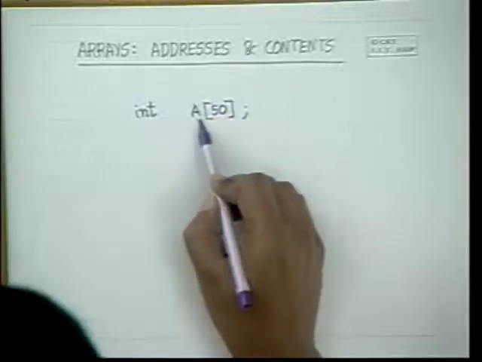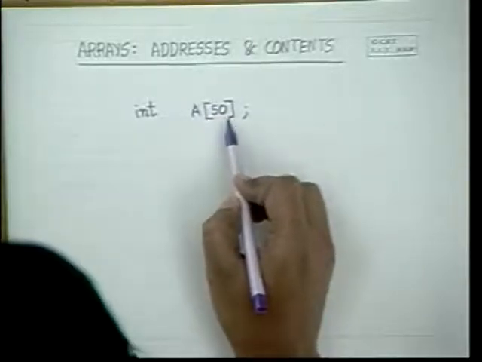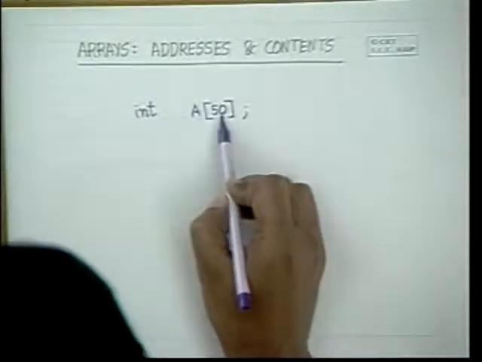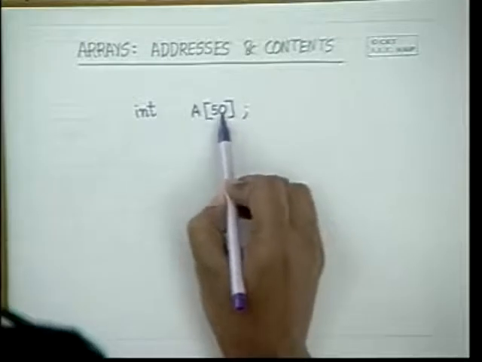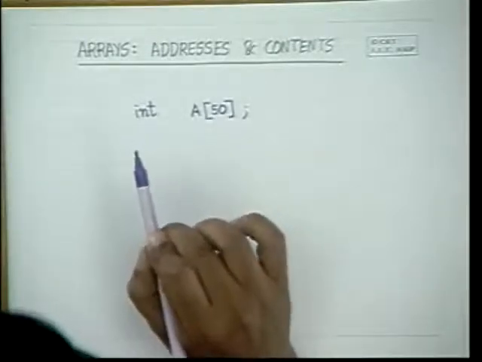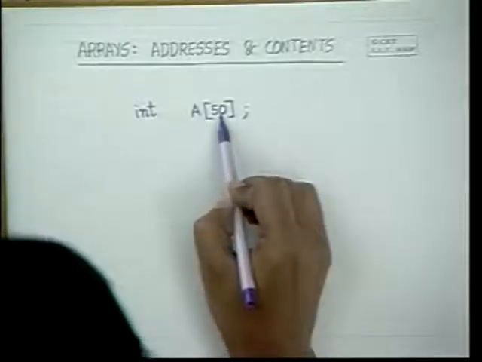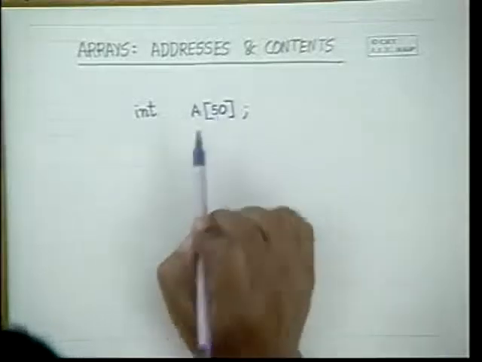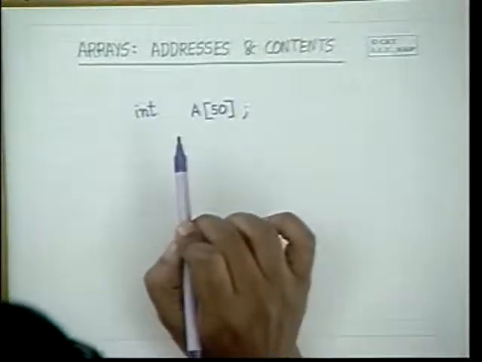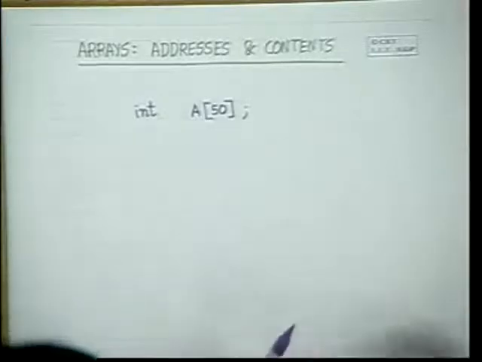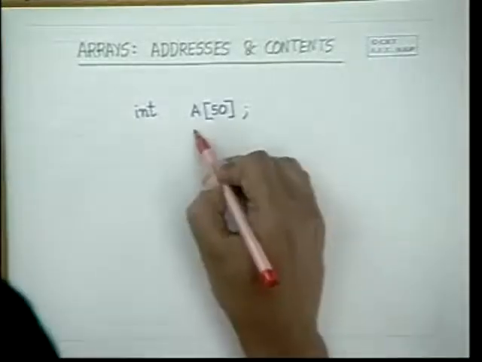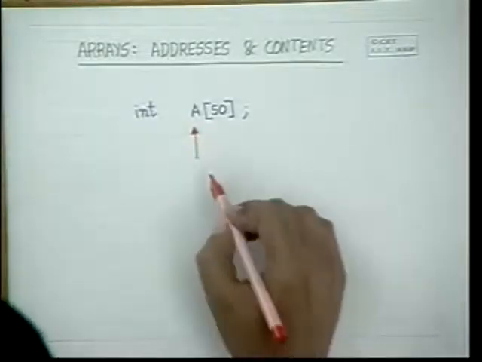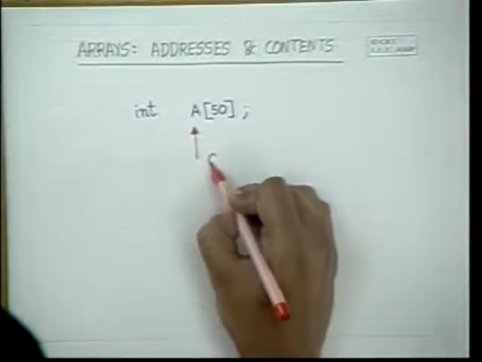When you write int A[50], it means that A[i], the content, that is A[i], is of type integer. The content of A[i] is an integer. Please understand this very carefully. The contents of A[0] to A[49] are all integers. Okay? This A is the array name and can be used in various capacities.